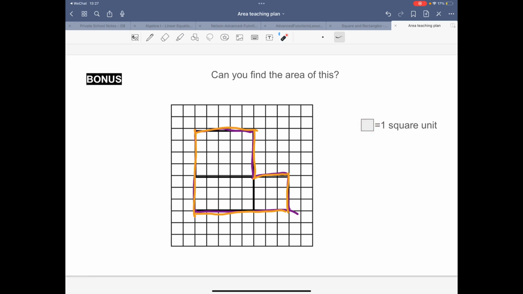And now there's a bit of strategy. So here's 2. First one is just count them one by one. 1, 2, 3, 4, 5, 6, 7, 8, 9, 10, 11, 12, 13, 14, 15, 16, 17, 18, 19, 20, 21, 22, 23, 24, 25, 26, 27, 28, 29, 30, 31, 32, 33, 34, 35, 36, 37, 38, 39, 40, 41, 42, 43, 44. So the area is 44.